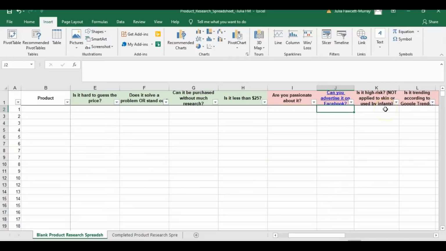And so is it high risk? The reason I put that in there is because I tend to stay away from products that may be applied to the skin, unless I'm absolutely sure of what the ingredients are. I'm a vegan, but you don't want to risk selling any product to someone where there might be a risk that it might cause a reaction. And then Google Trends. That's something we will look at shortly, but to start with, if it showed an upward trend on Google, then that's a positive.